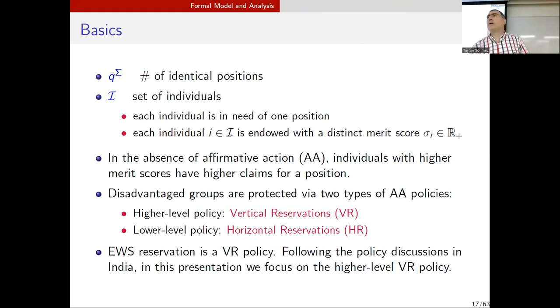So now I will make all these points formally. What I'll do is completely ignore horizontal reservations for today, for two reasons. The discussions themselves didn't talk at all about horizontal reservations. So the entire debate, because horizontal reservations are secondary, it wasn't discussed. Okay.